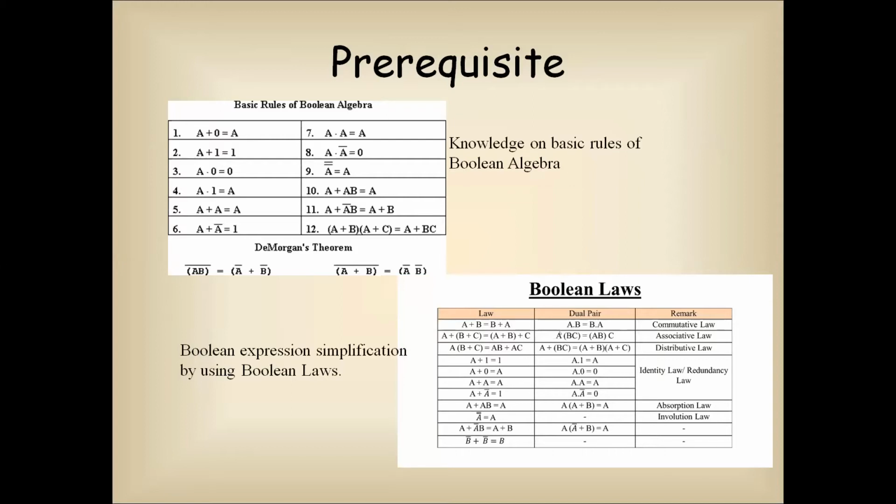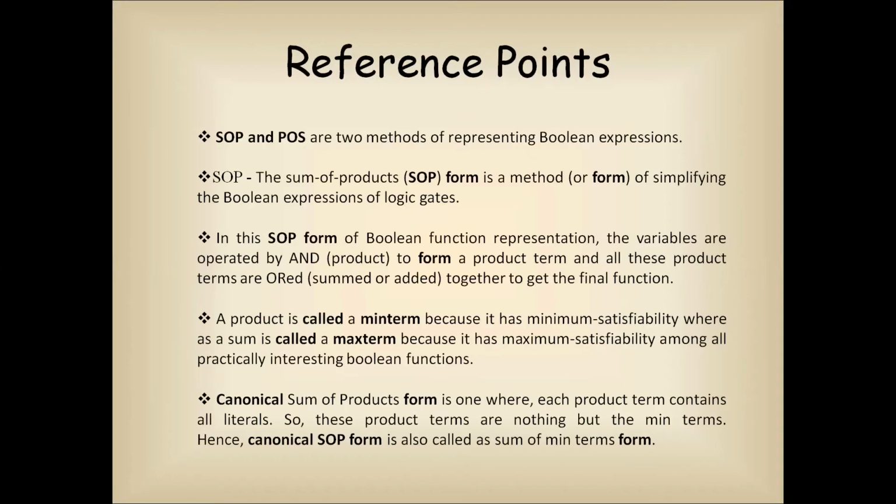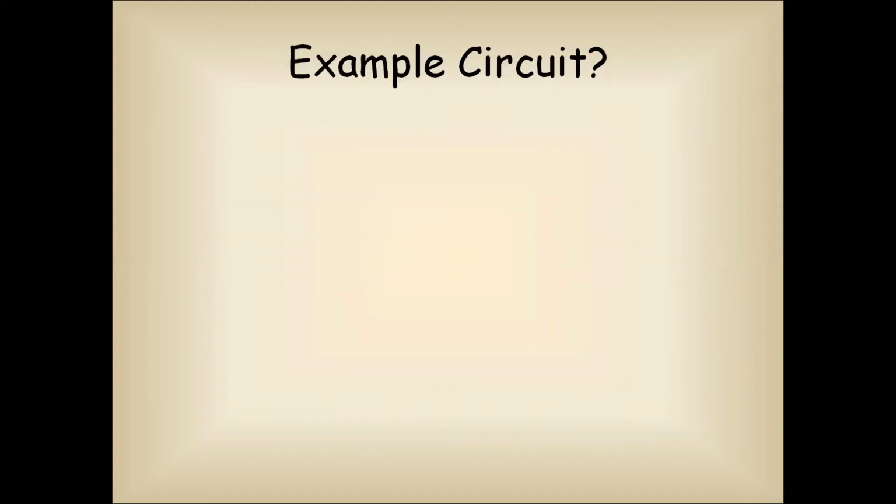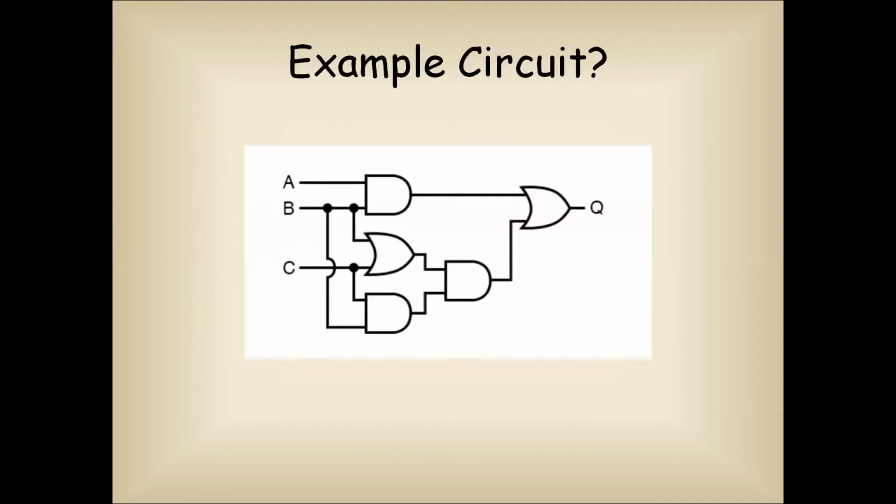Along with that, you need to have a basic understanding of the different representations of Boolean expressions. You need to understand the terms SOP, POS, canonical forms, min terms, max terms, etc. Once you satisfy these prerequisites and you have a knowledge of these reference points, then we can proceed further with doing the experiment. Here we'll take a simple example circuit, form a Boolean expression for it, and then implement that particular Boolean expression.